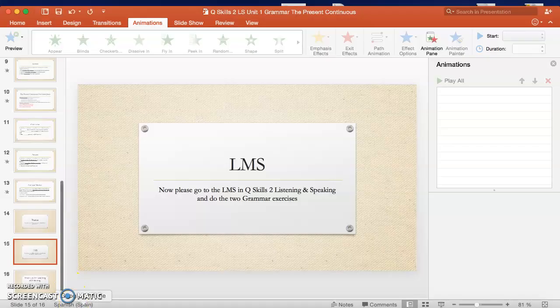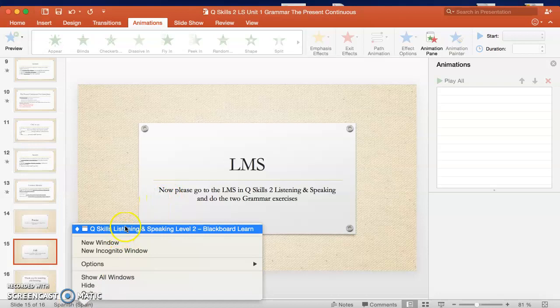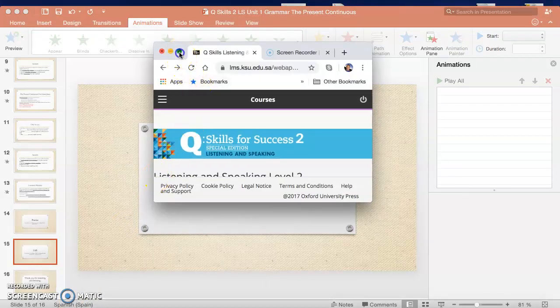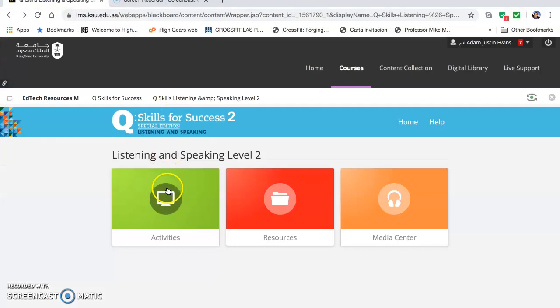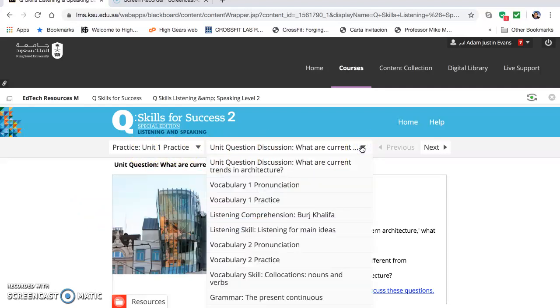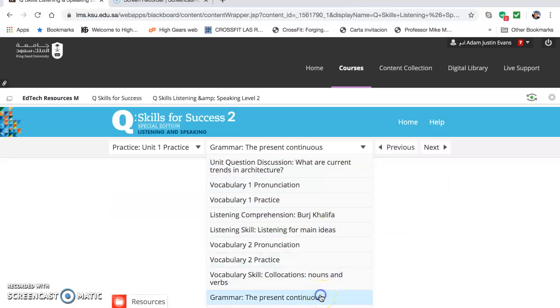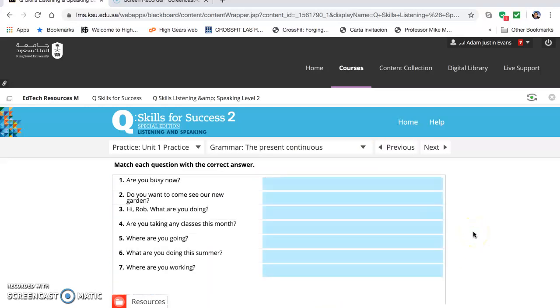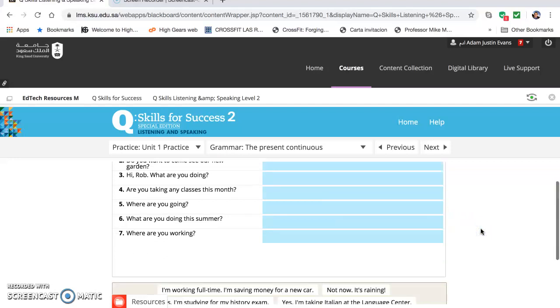Okay, let's go to the LMS. Let's go to Activities, which is here. We're looking at Unit 1. What I'd like you to do is click on this exercise here, which is Grammar, the Present Continuous. And what you will see is some questions. So for example, are you busy now? What you have to do is match the question with the correct answer. Now the answers are down here.